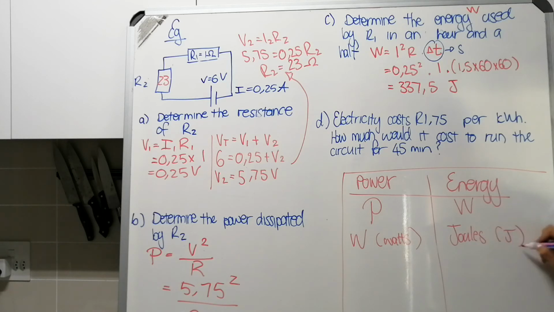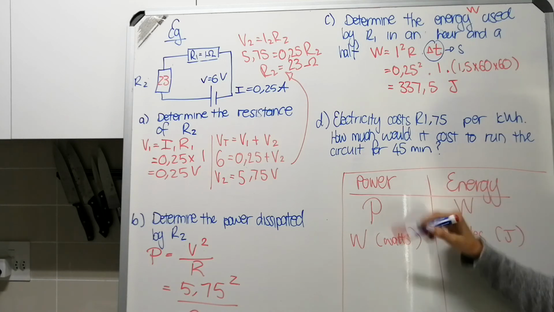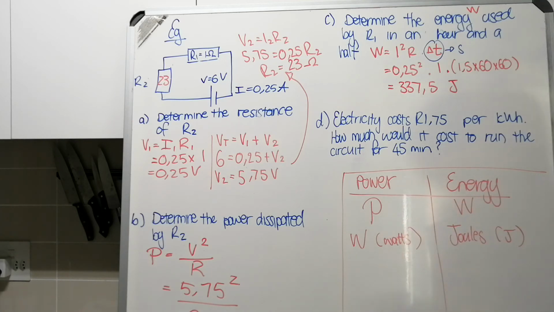I know it's going to be easy to mix them up because the unit for power is W and the symbol for energy is W. So just keep an eye on that, that you're not using the wrong W. If it says energy, the symbol is W, the units are J. If it's power, the symbol is P and the units is W.